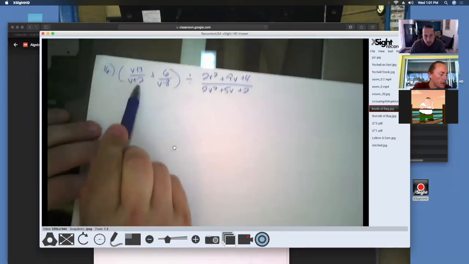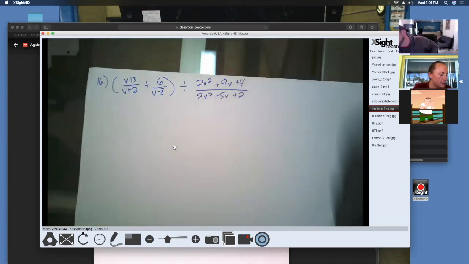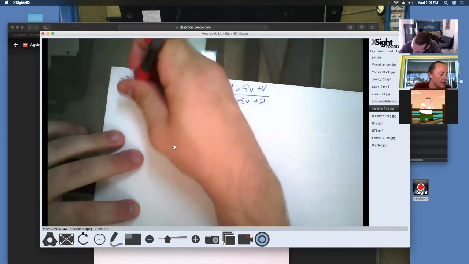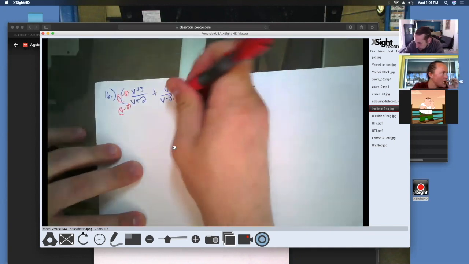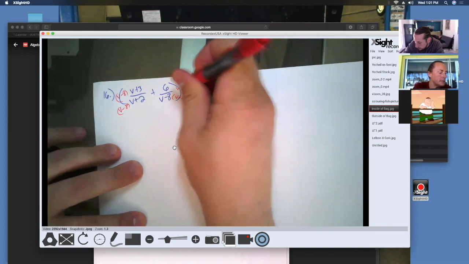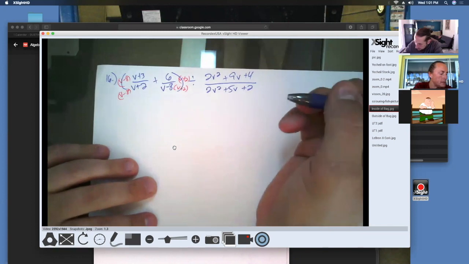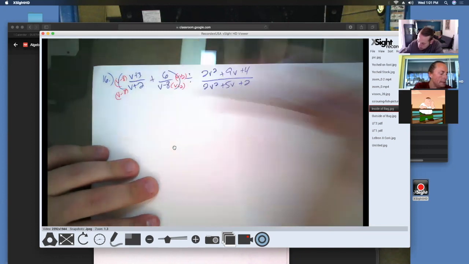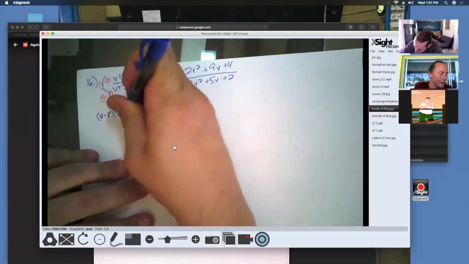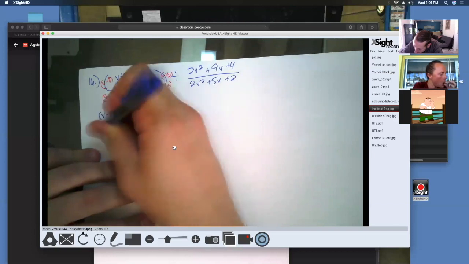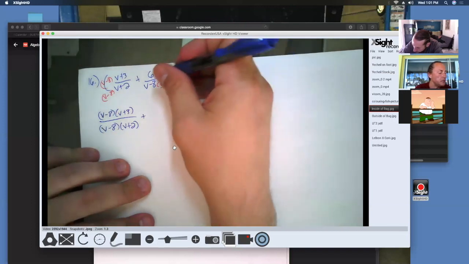Now with this, there's no factoring to be done here, so you're just going to have to multiply. I've got a red pen. Multiply this side times v minus 8, and I'm going to multiply this side by v plus 2. So when I do that, I have v minus 8, v plus 3. I'm going to go ahead and multiply this out.